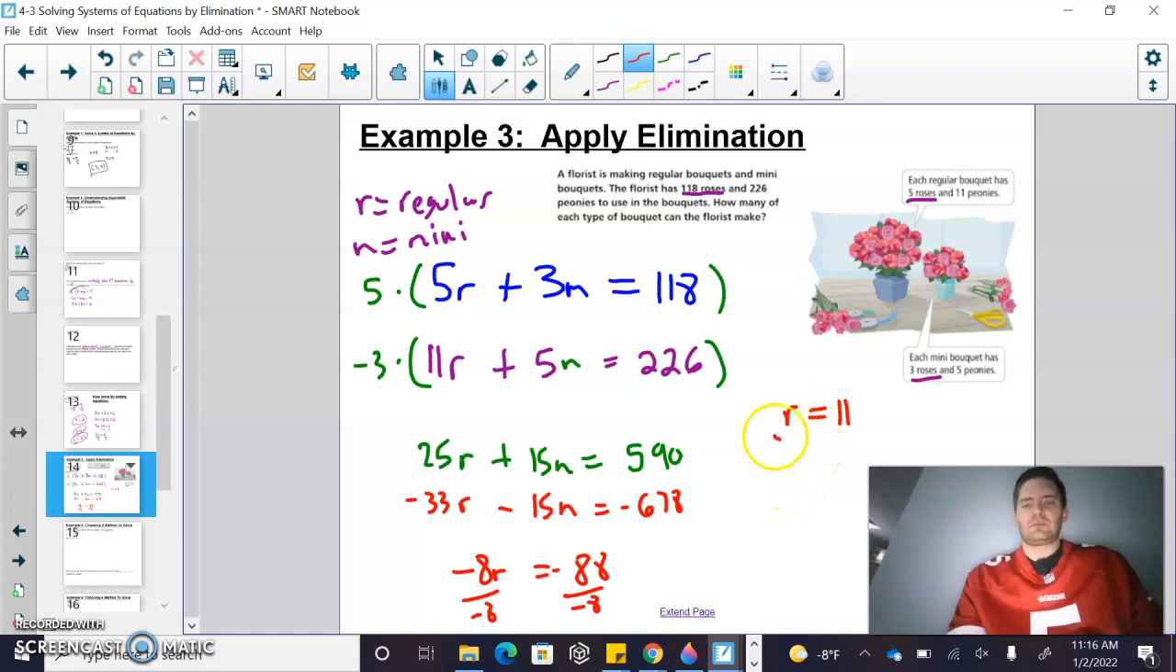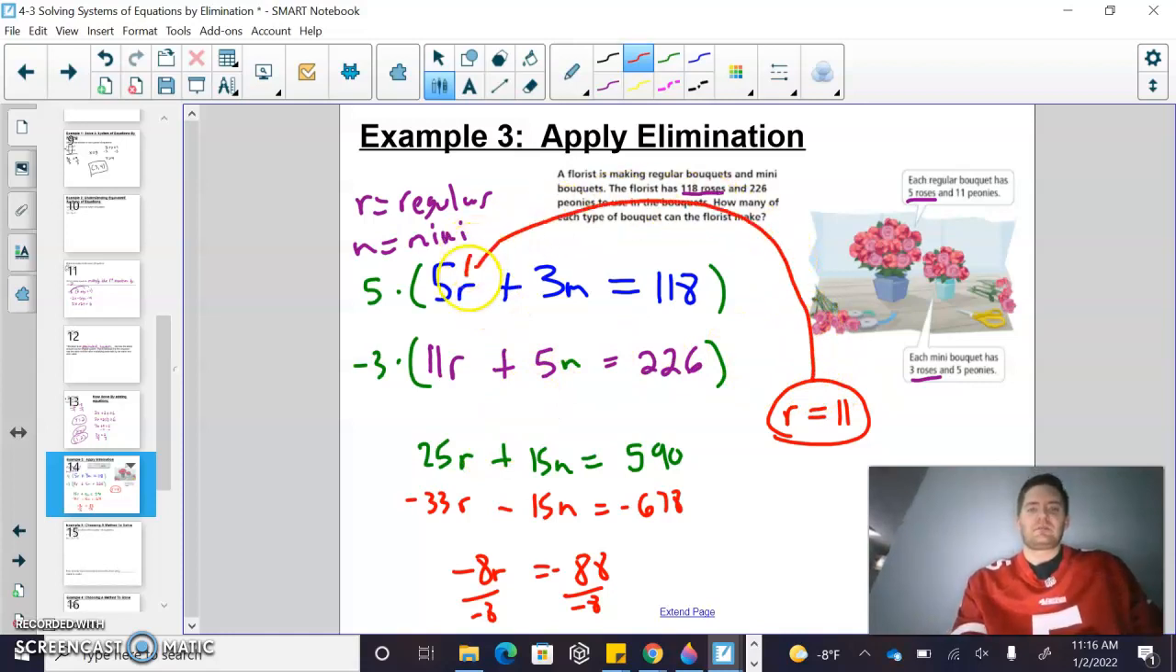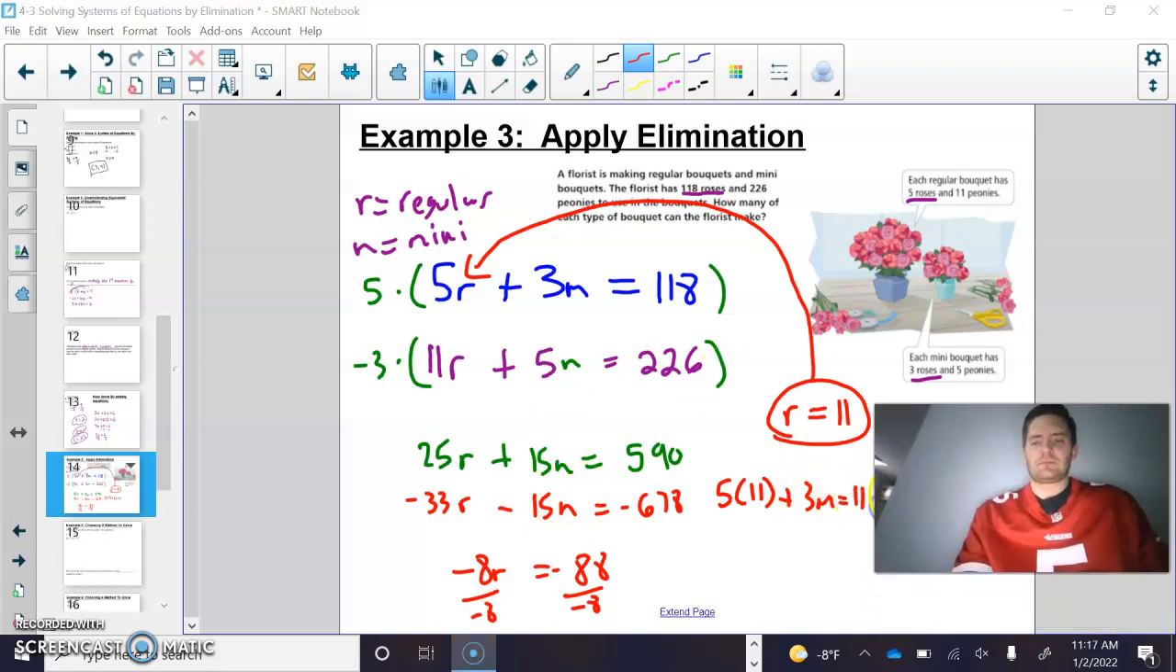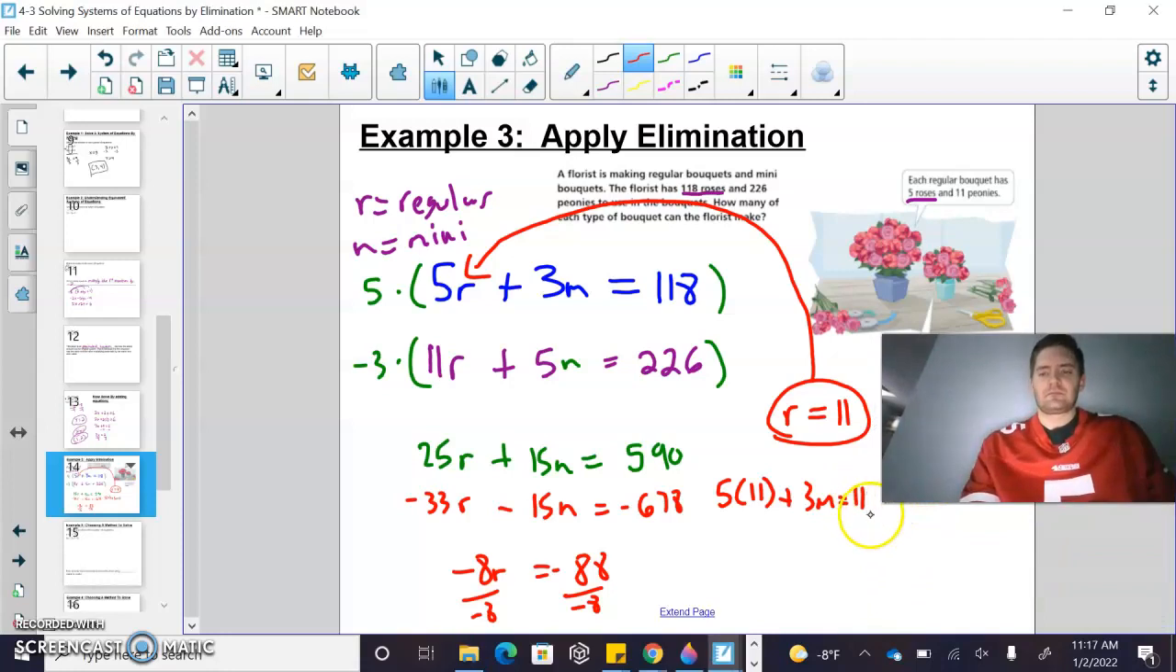So then what we're going to do is take that number and substitute it back into one of the original equations. So you can just use one of the regular equations. You don't have to use the one that you multiplied by 5 and negative 3. You can just go back to the original ones and set them equal to find M.